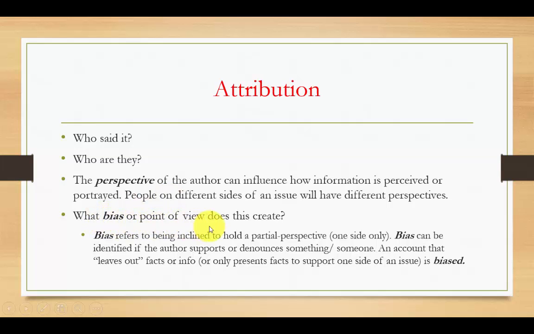What bias or point of view does this create? Well, bias refers to being inclined to hold a partial perspective. In other words, to give an argument that is one-sided, or give information that only shows one side of a topic or of an issue. Bias can be identified if the author outwardly supports or denounces something or someone. So sometimes you'll be reading something and it's quite obvious that the author has bias. An account that leaves out facts or information or only presents facts that support one side of an issue is considered to be biased.